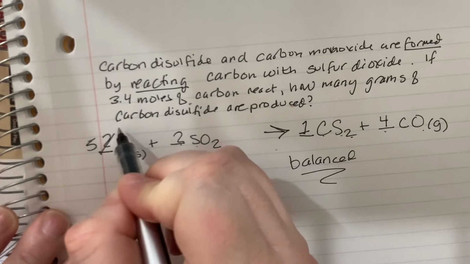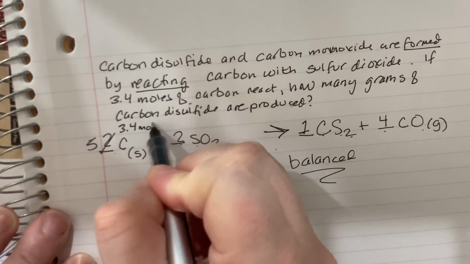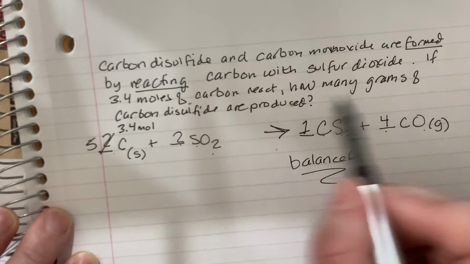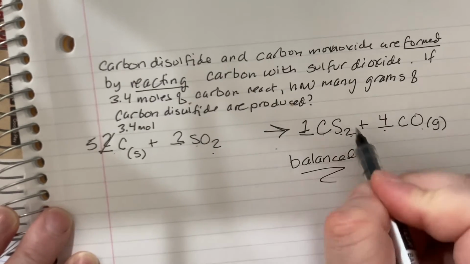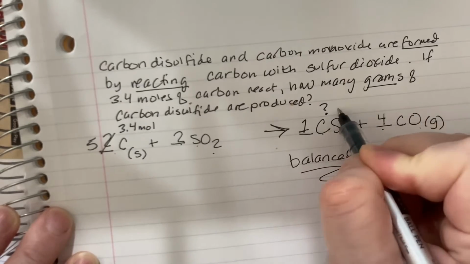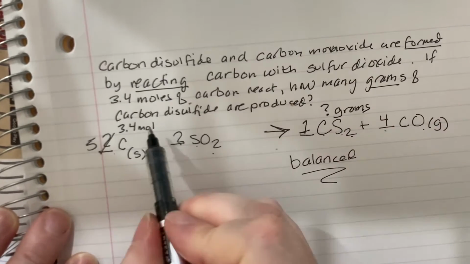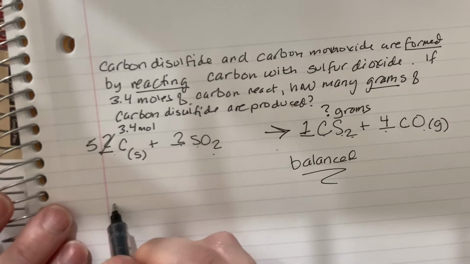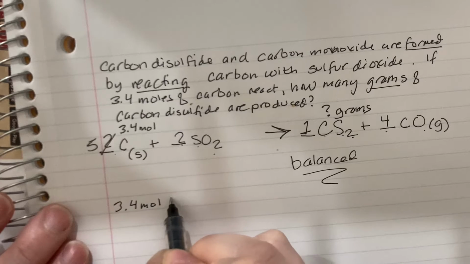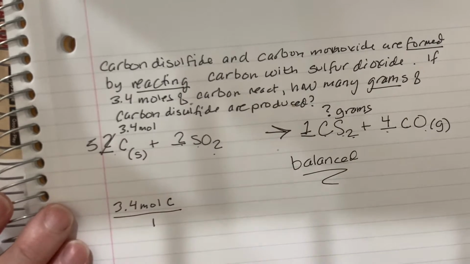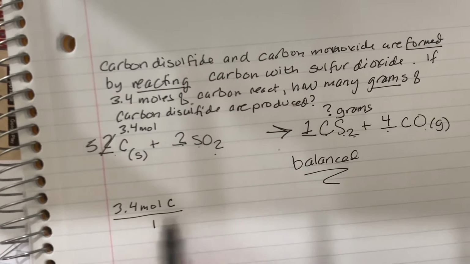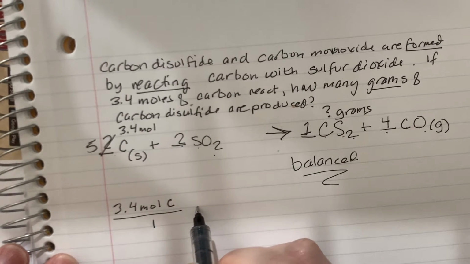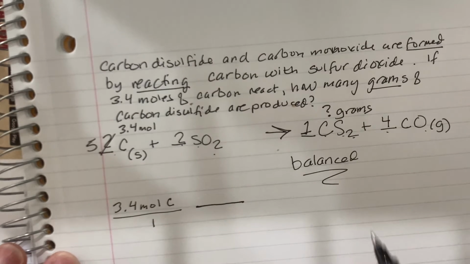3.4 moles of carbon. So I'm going to write that right above the carbon. React, okay? How many grams of carbon disulfide? Okay, so we're only caring about this, but we want to know grams this time. So we're going to have to go from moles to grams. Okay, so we start with what we know, 3.4 moles of carbon. We put that over 1, so we remind ourselves it's in the numerator. Make sure your fraction bars for this are always horizontal. The diagonal ones will end up with you canceling out the wrong item.